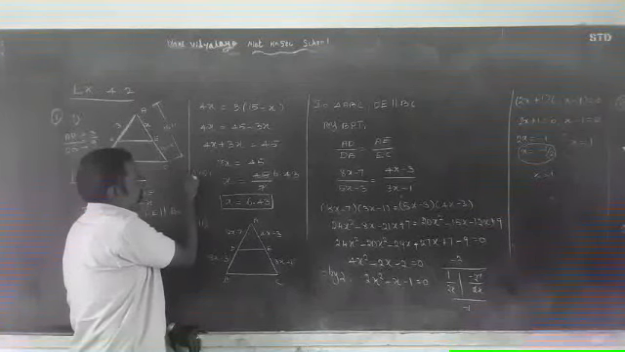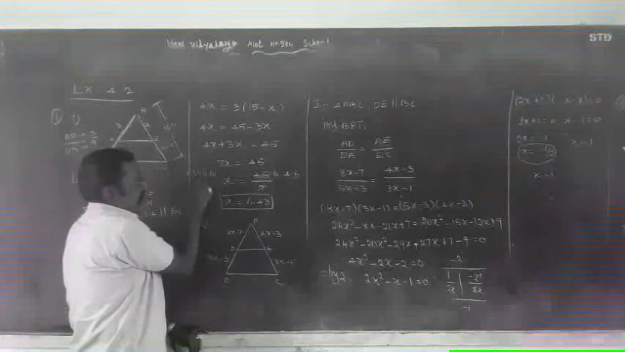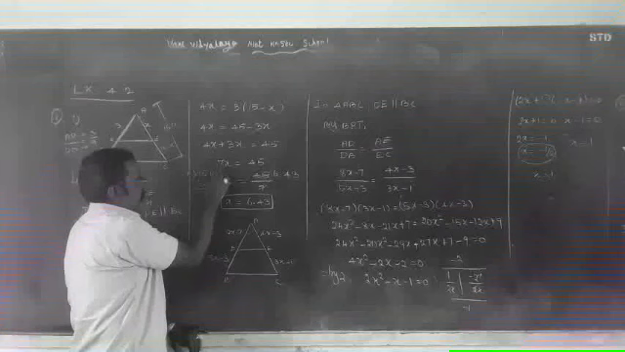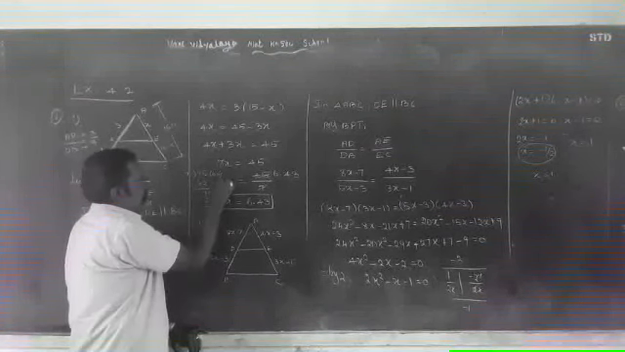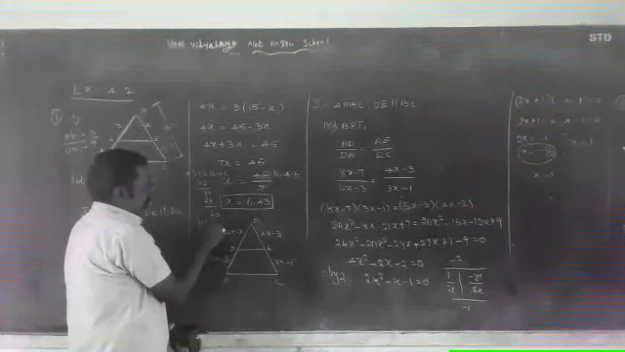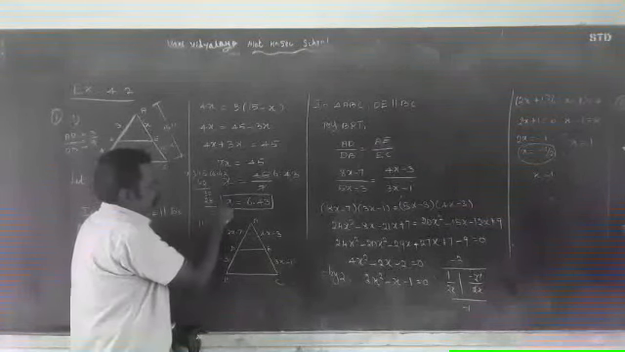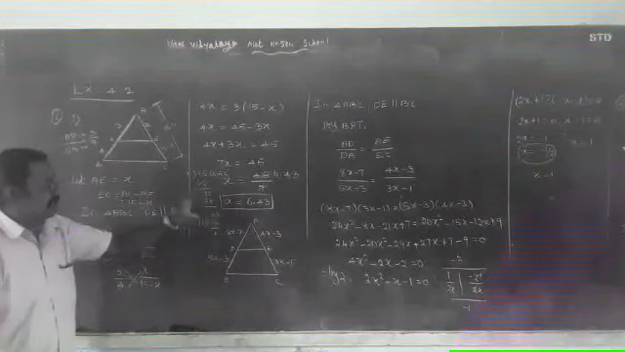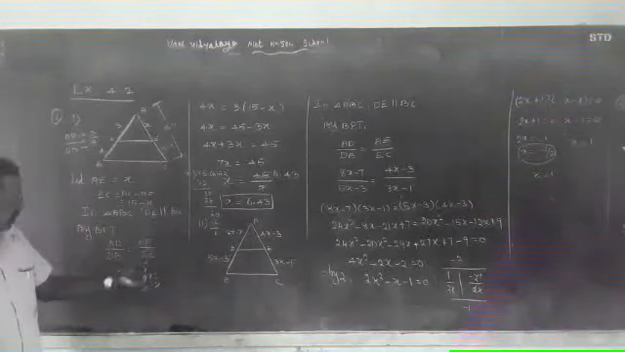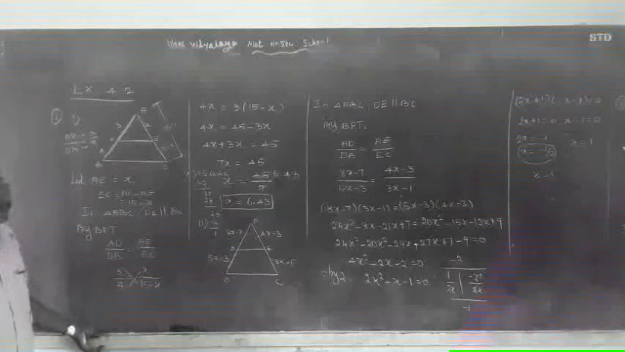45 divided by 7. 6 sevens are 42, remaining 3. Put the point here. 4 sevens are 28, remaining 2, 0. 2 sevens are 14. It goes on, so X equals 6.43. The value of X equals 6.43.